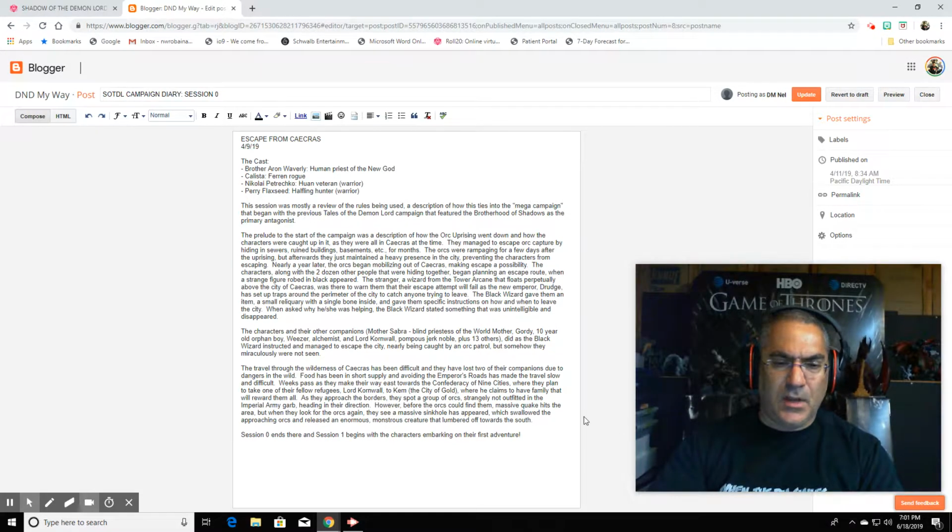named NPCs. So the first one was Mother Sabra, who was a blind priestess of the World Mother. I introduced Gordy, who is a 10-year-old human orphan boy, who was under the care of Mother Sabra. And then Weezer, who was an alchemist, basically an old alchemist with a nasty attitude, just hanging out with these guys to get to safety so he can make his own way.